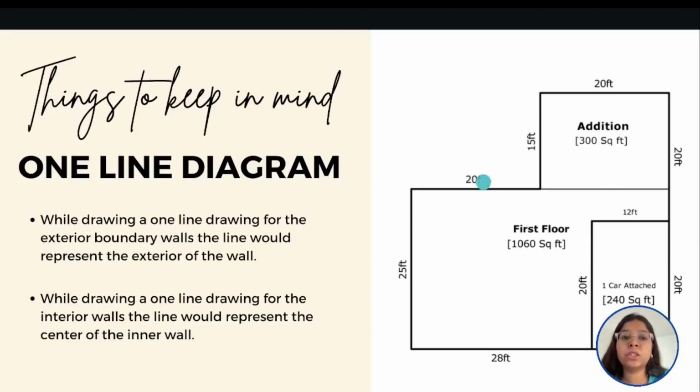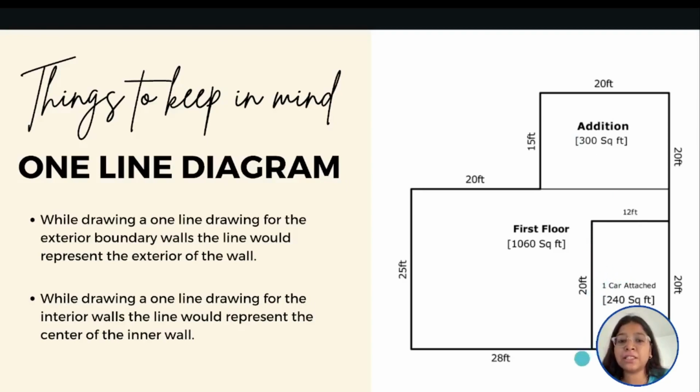So while we do the one line diagram, the things that we have to keep in mind is mostly the two bullet points that I have added here. For the outer lines, basically for the exterior lines, exterior boundary walls that we create, we have to represent the exterior of the wall. That means these lines are the exterior of the wall, and whenever we do the thickness of the wall, what we do is we will just add 9 inches in the inside of this area. I hope you are getting this.